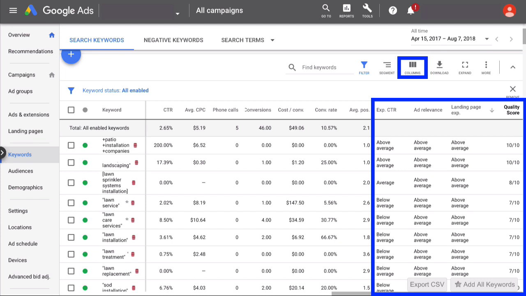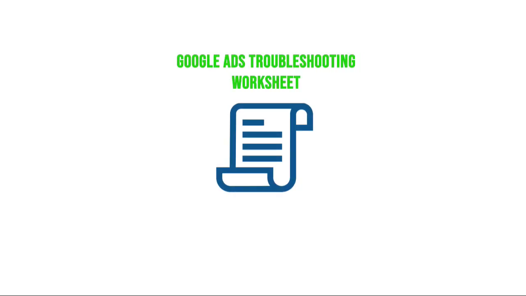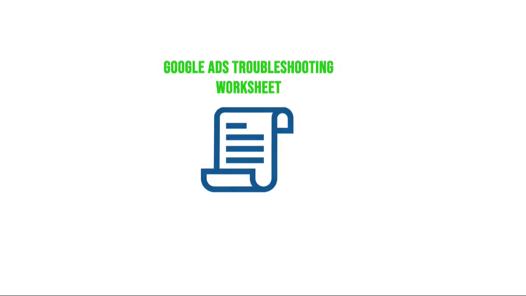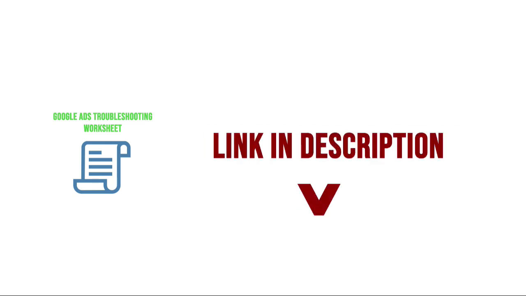Let's say the landing page experience is below average. This means you'll want to tweak the landing page in order to improve this. Some of this is industry specific, so you'll just have to discover it on your own. However, I created a troubleshooting sheet that lists out some common occurrences and how to fix them. You'll get this file along with others using the PPC freebie link in the description below.